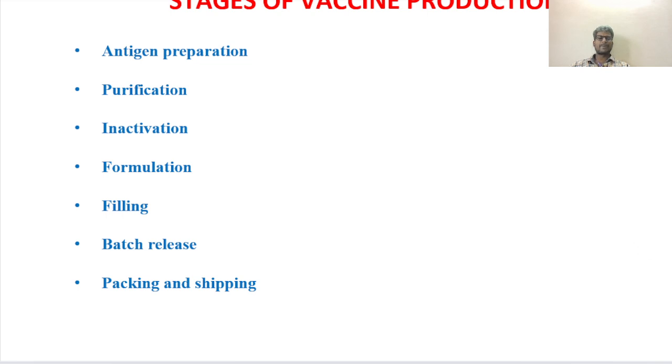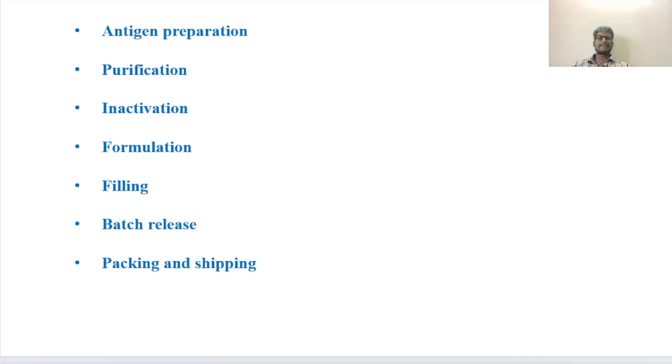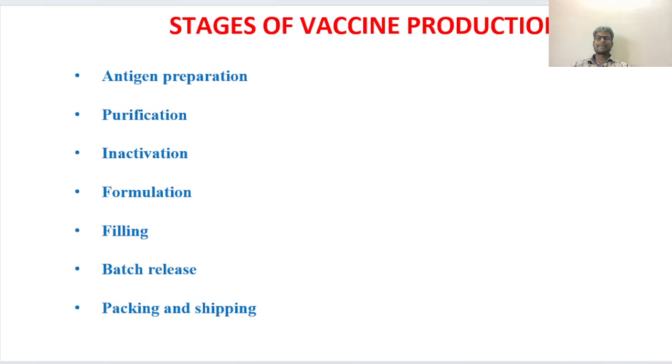Stages of vaccine production, where we concentrate first and foremost on antigen preparation, followed by purification to remove the unwanted debris, followed by inactivation and formulation, then filling, then batch release, finally packing and shipping.